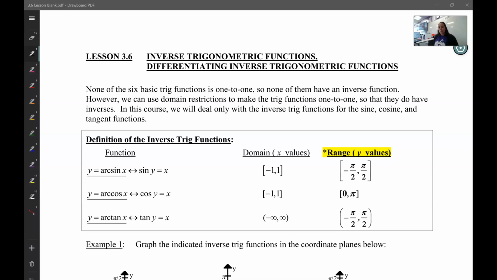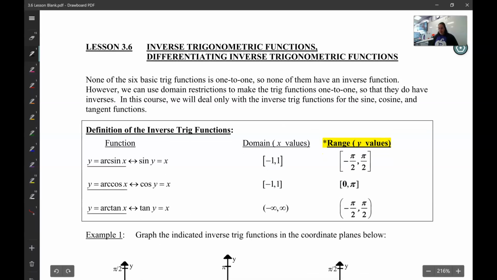Welcome to lesson 3.6. In this lesson, now that we've talked about inverse functions, or I should say derivatives of inverse functions, we're going to specifically talk about derivatives of inverse trig functions. But before we do all of that, let's do a really in-depth review of inverse trig functions, since it's probably been a while since you did it, if you did it at all.